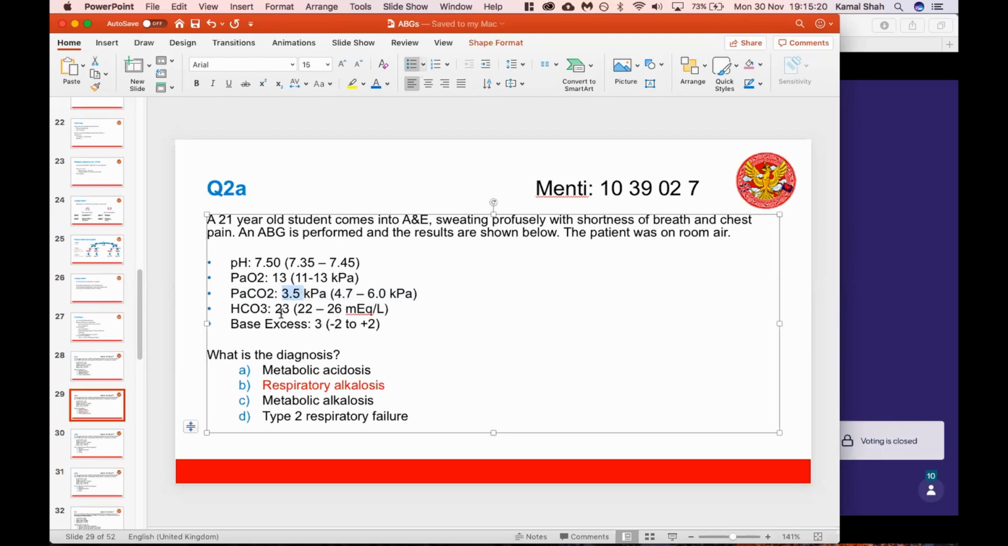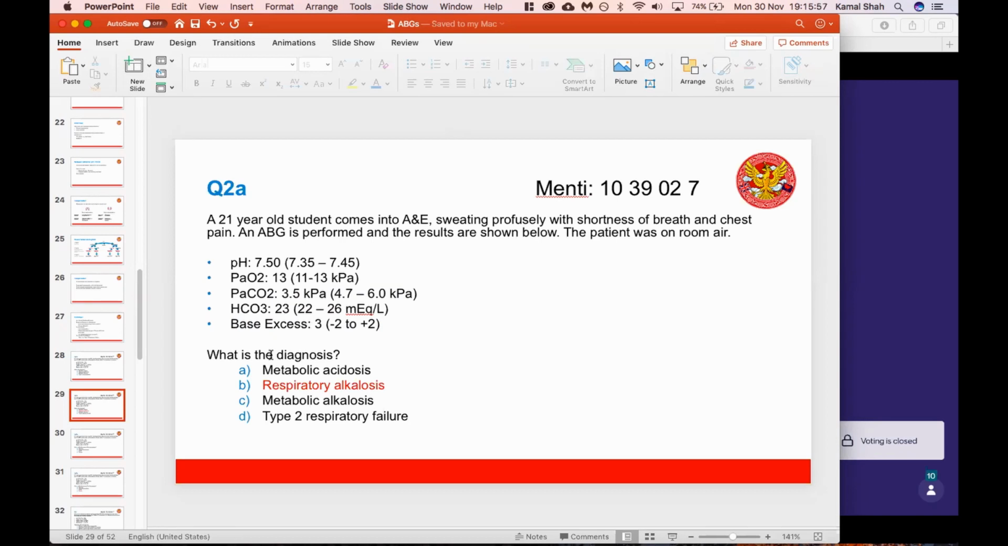And just to check, the bicarb is in its normal range, between 22 and 26. Another point I didn't mention was the base excess. The base excess is very, very similar to the bicarb. So if we think about what it actually is, base excess, do we have lots of base or not? Remember I said that if we've got a metabolic acidosis, our base excess will be very, very negative, which makes sense as well.